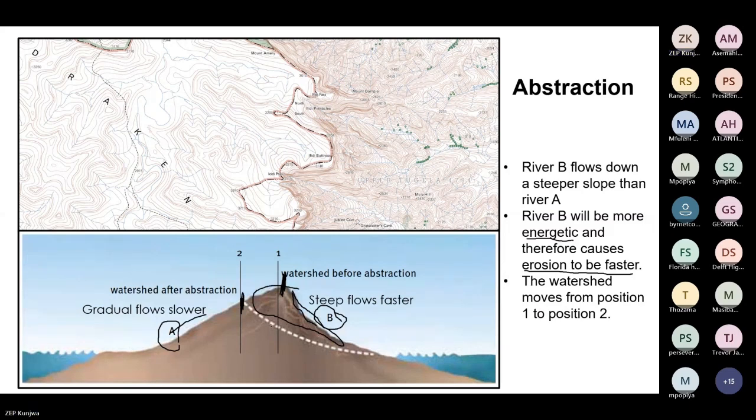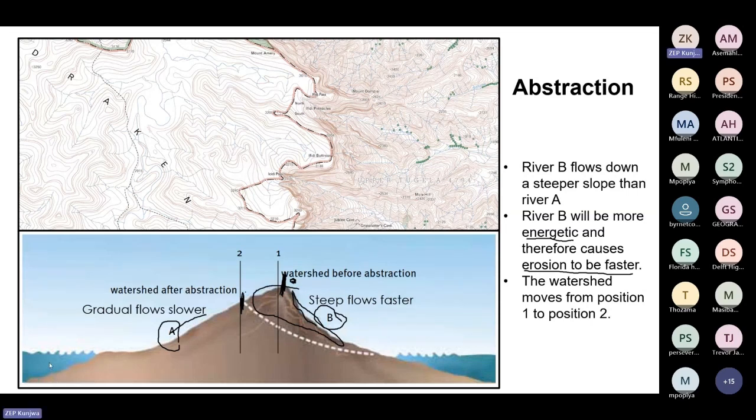I just want to make you understand that for you to know if there was abstraction, for example, number one, there's going to be a shift in the position of the watershed. Secondly, if you had a spot height there, maybe it was 1100, and now you're going to have a spot height, maybe 1020, for example, which shows you that the land has decreased. I'm talking now about map work: the land has decreased, and the watershed has shifted.